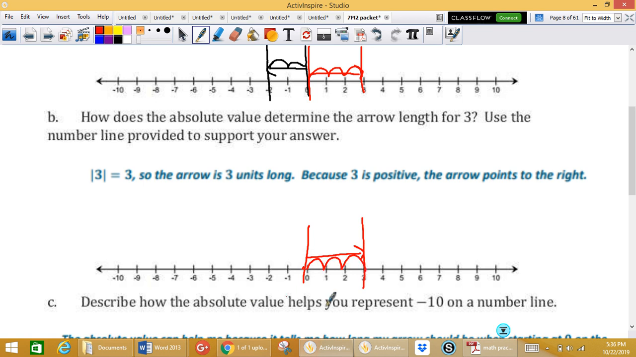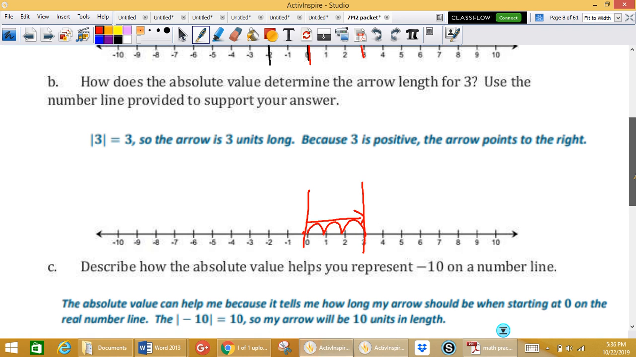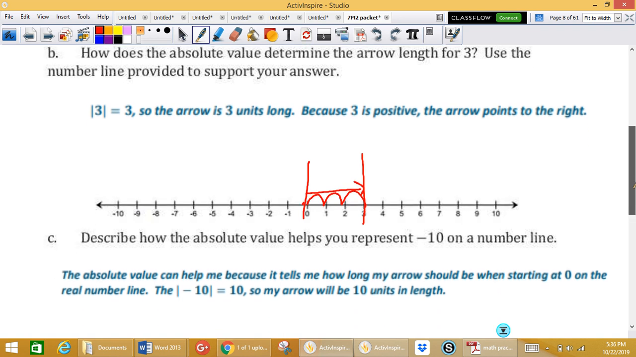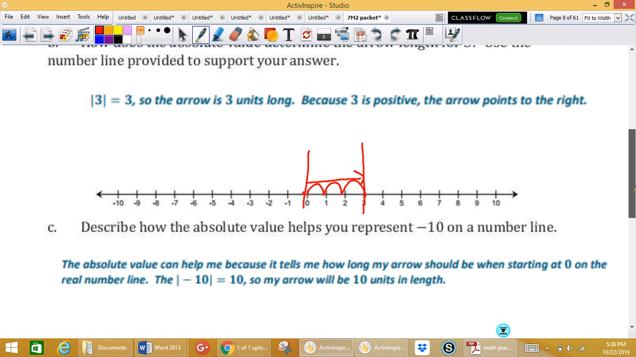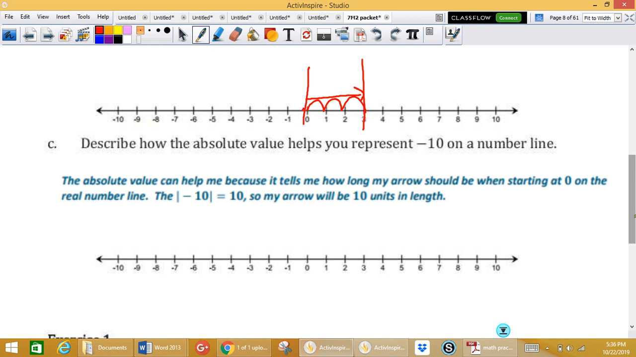Describe how the absolute value helps you represent -10 on a number line. The absolute value can help me because it tells me how long the arrow should be when starting at 0 on the number line. The absolute value of negative 10 is 10, so my arrow should be 10 units long. So 10 units long, take me right there.